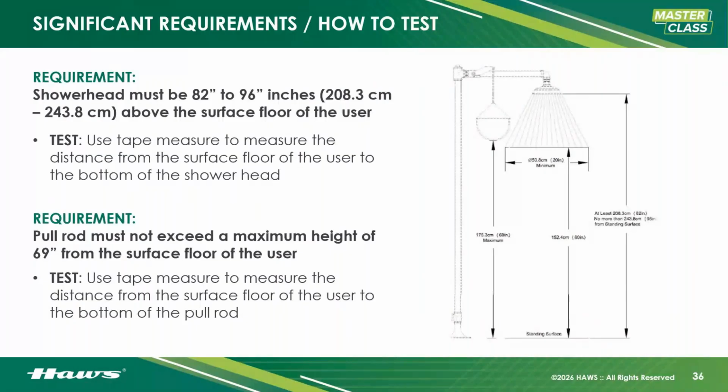Use your tape measure, measure up to the outlet of the water, the nozzle, wherever the water is exiting the device. That's what you're measuring to. That has to be between 82 to 96 inches. The pull rod also has its own measurements. This is very important. It only has a maximum height. Okay, 69 inches from the floor.